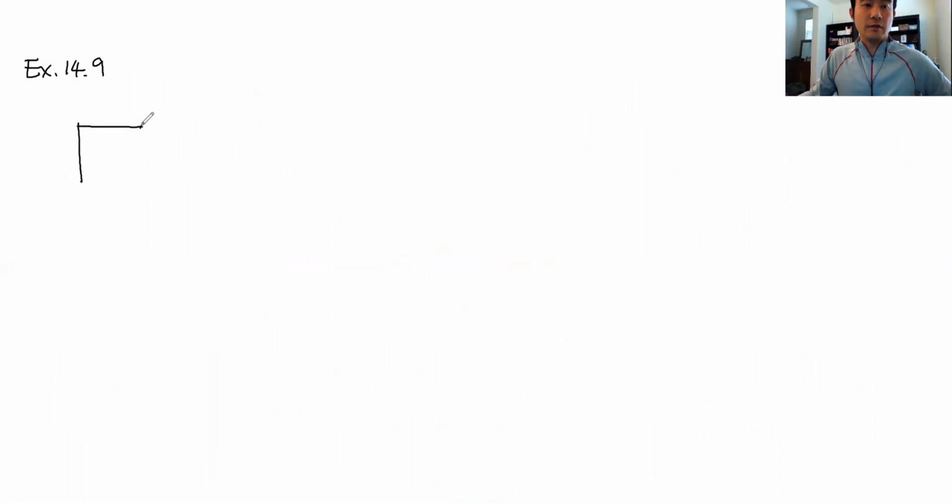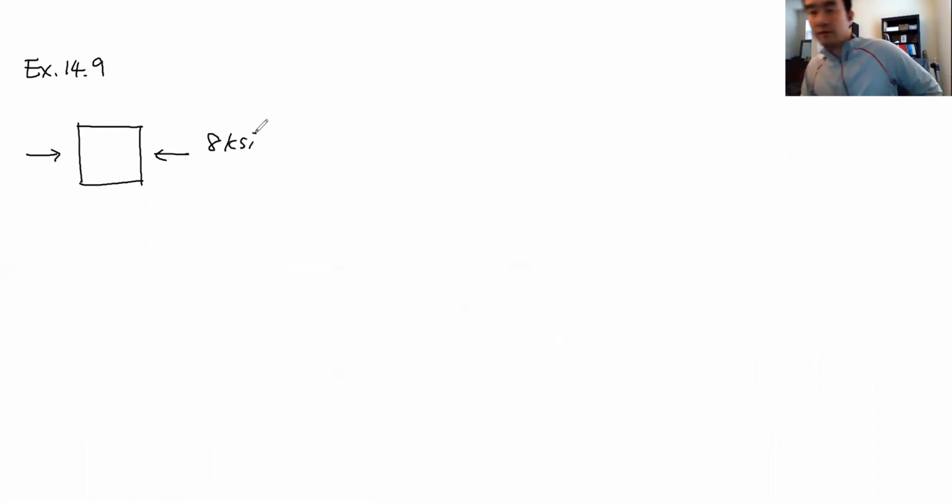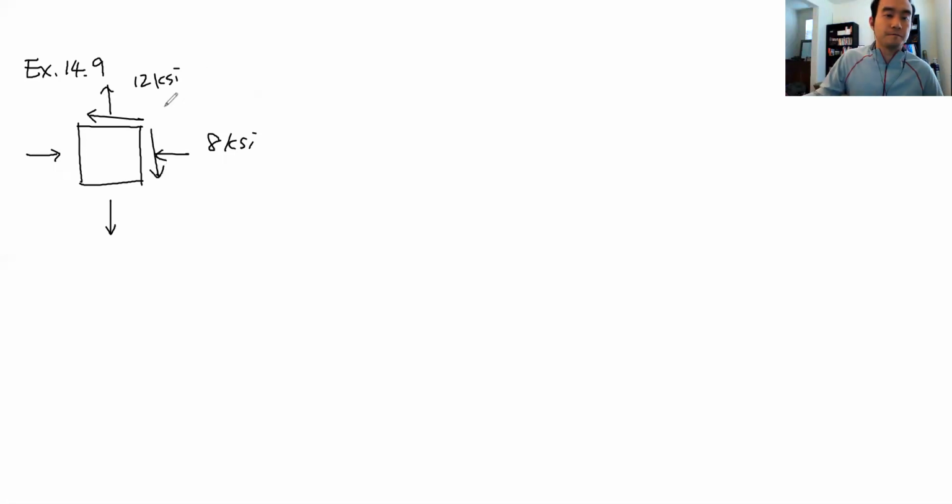Again, here we have a state of stress given. So we have 8 KSI. Here we now have US units. And then 12 KSI in the vertical direction. 12 KSI. And then the shear stress going this way, so it's going to be negative. And the magnitude is 6 KSI.